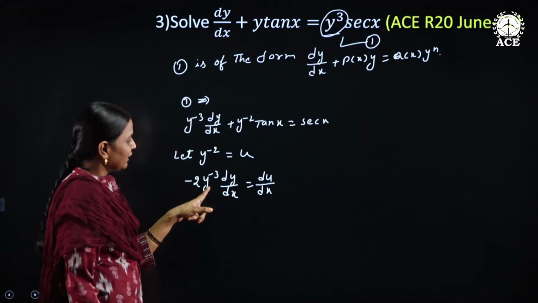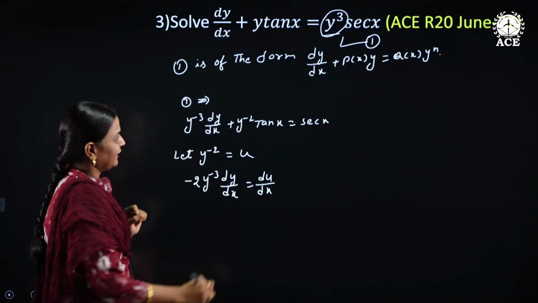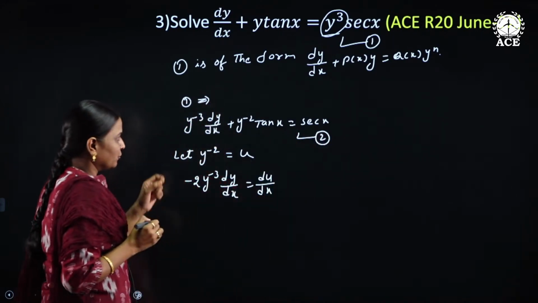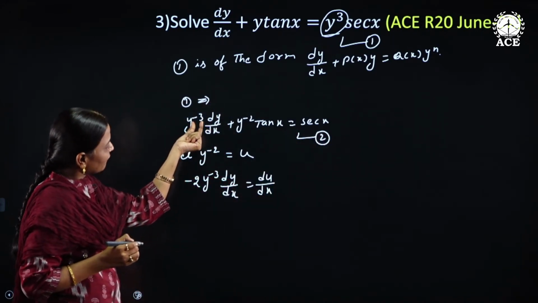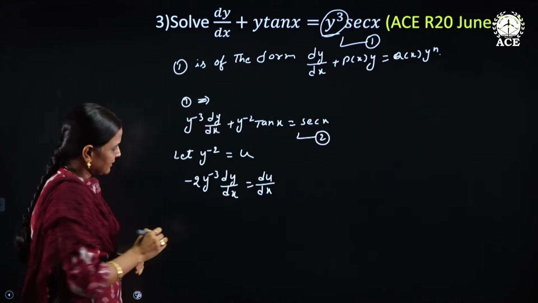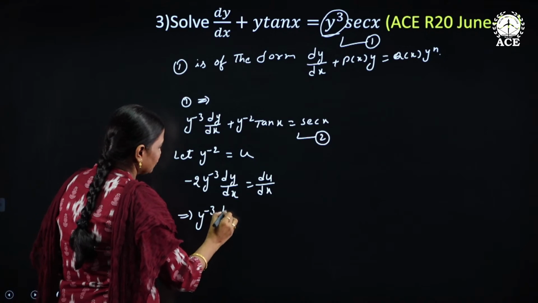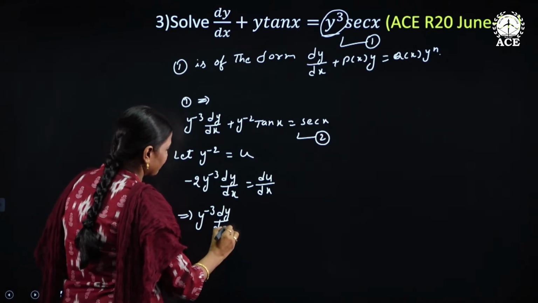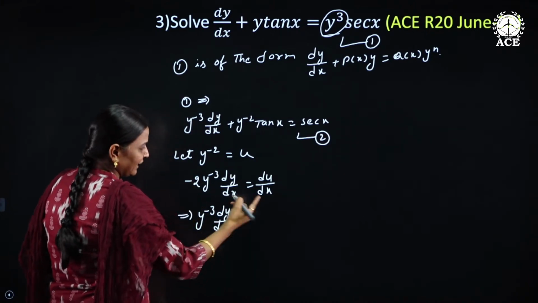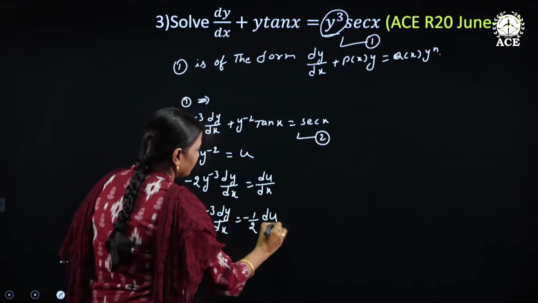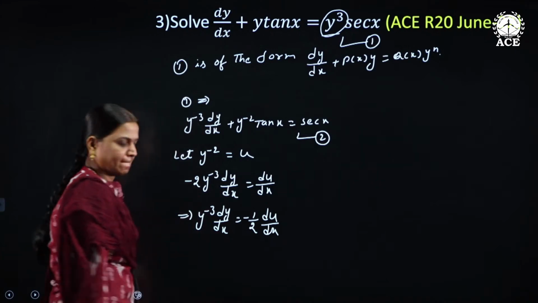But we need only y power minus 3 into dy by dx. Let us take this as equation number 2 and equation 2. In equation 2, we need only y power minus 3 into dy by dx. So, simplify for that one. Y power minus 3 into dy by dx is equal to, dividing with minus 2, minus 1 by 2 into du by dx.